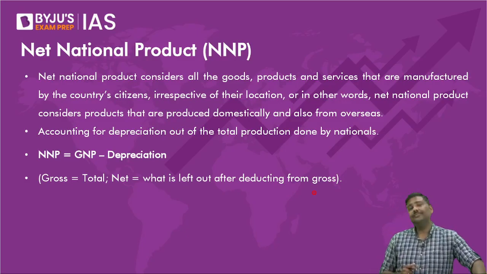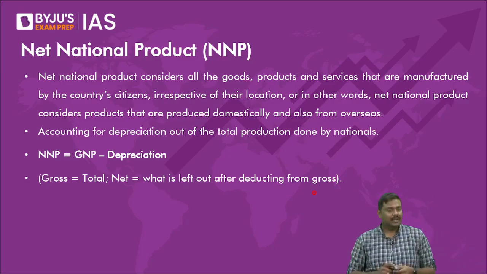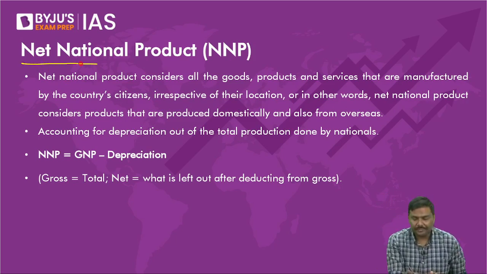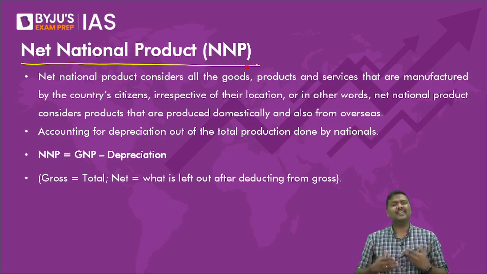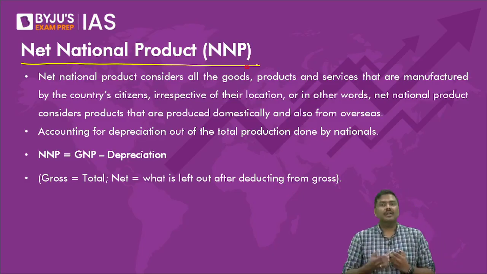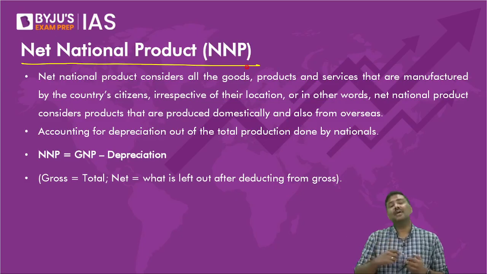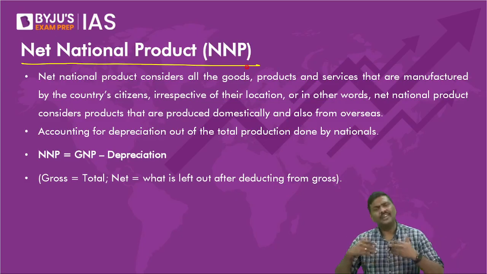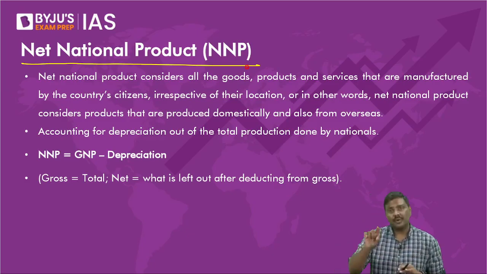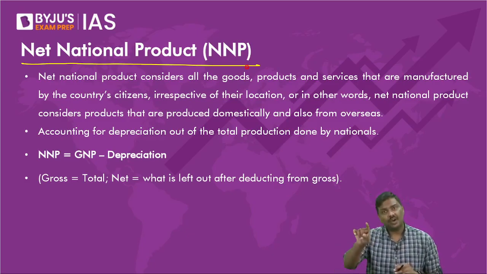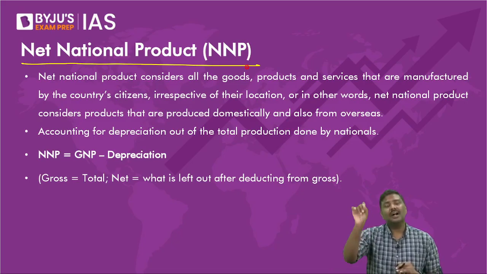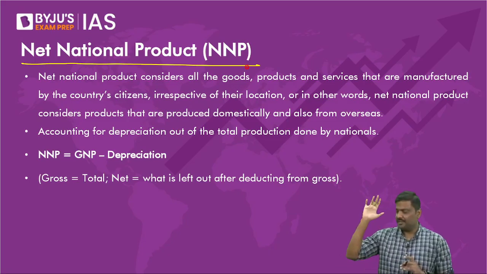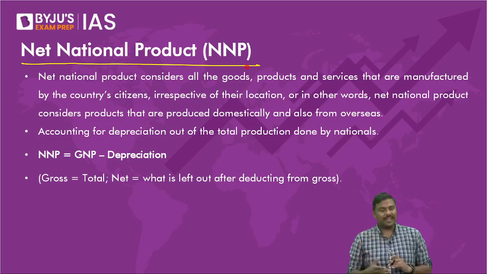And finally, NNP, net national product. What is this idea of a net national product? Simple. Net national product is the market price of all the final goods and services which are produced by the nationals of a country, after adjusting for depreciation. I'll repeat it again.